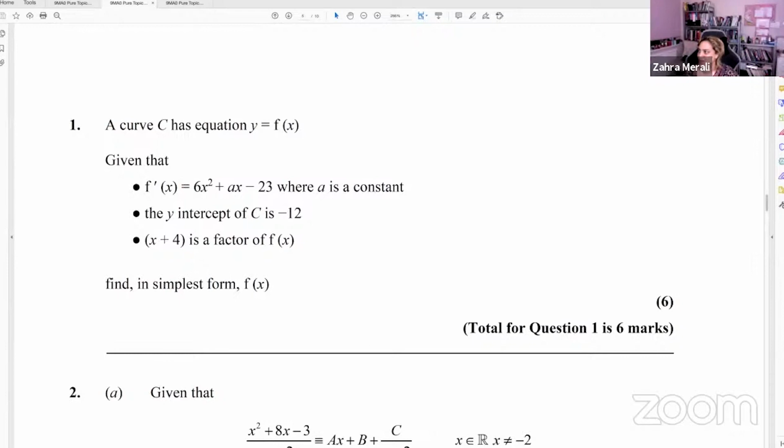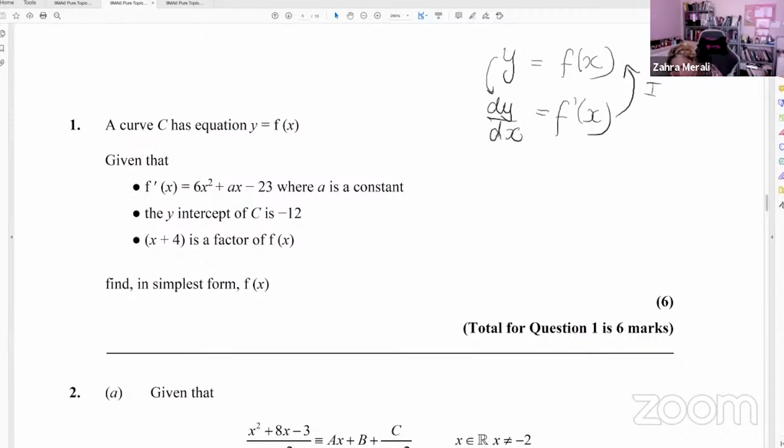Okay, so what we've got here on our first question, we've been given f dash x. So remember, it's just another way to write things. So y corresponds, if you like, to dy dx when you differentiate it, whereas f(x) corresponds to f'(x) when you differentiate. So if you want to go this way, you need to integrate. So that's what we're going to start off by doing. So we're going to integrate to get f(x).